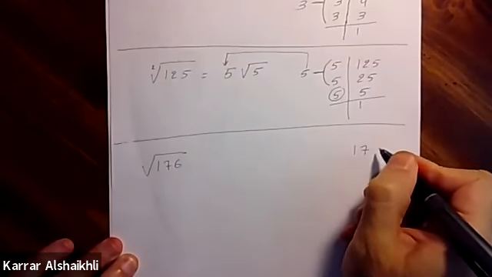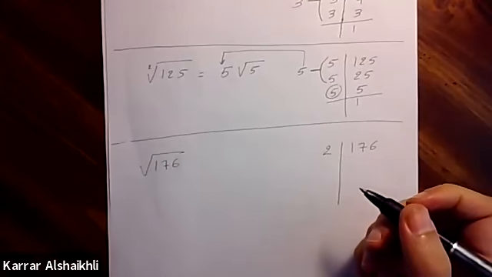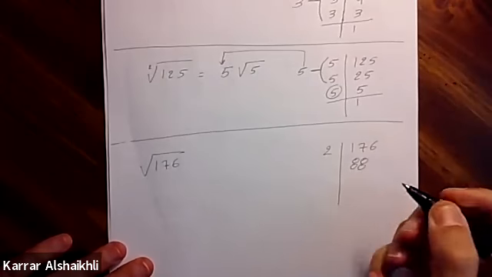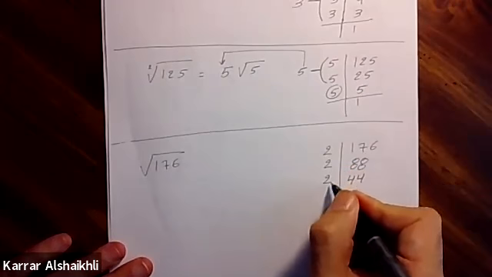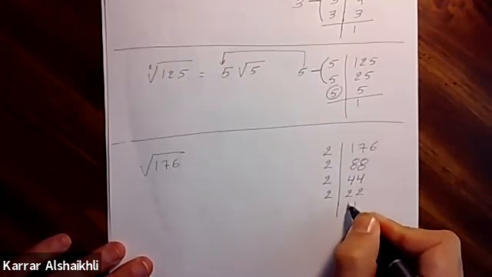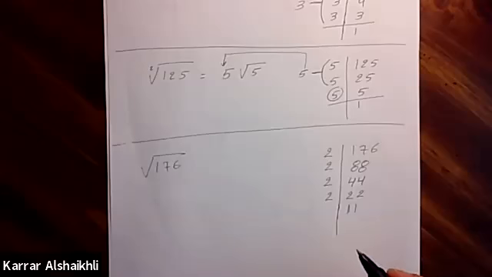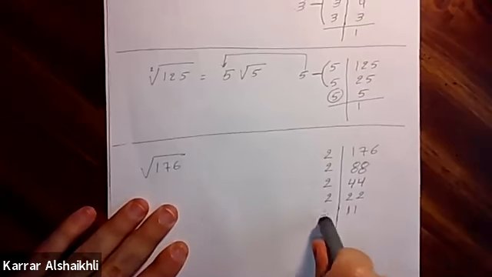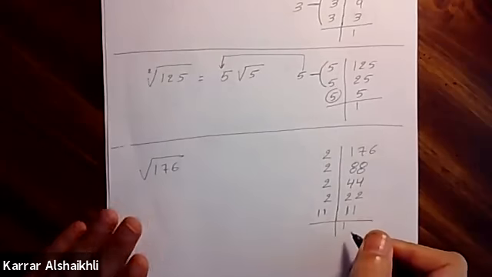So 176 divided by 2 is going to be 88. 88 divided by 2 is going to be 44. 44 divided by 2 is going to be 22. 22 divided by 2 is going to be 11. Now 11, you can't divide by 2, by 3, by 4, just by 11. So 11 divided by 11 is going to be 1. That means that's it.